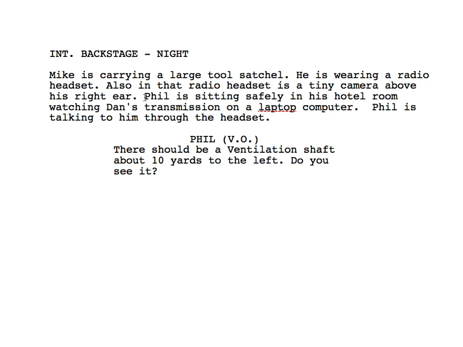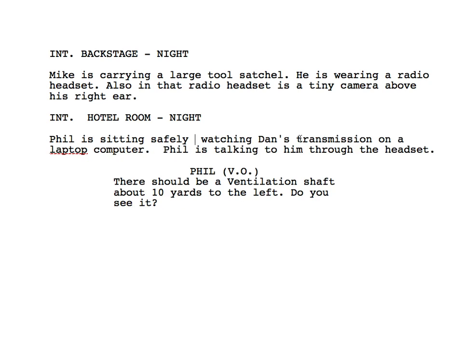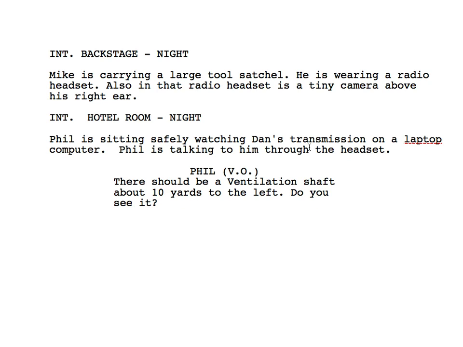Also, we have a problem with Phil here. Phil is sitting safely in his hotel room. Well, then he's not in the same scene. If people are in different places, different locations, they're in different scenes, and they need their own scene header. So let's give Phil his own scene header. Hotel room, night. Let's get rid of hotel room just so we don't leave that dangling there. So now we have Mike and Phil in different places, and we are going to be connecting them with this amazing little tiny camera in the headset.